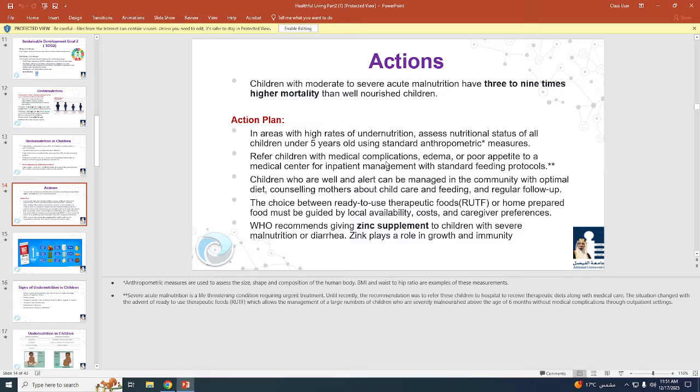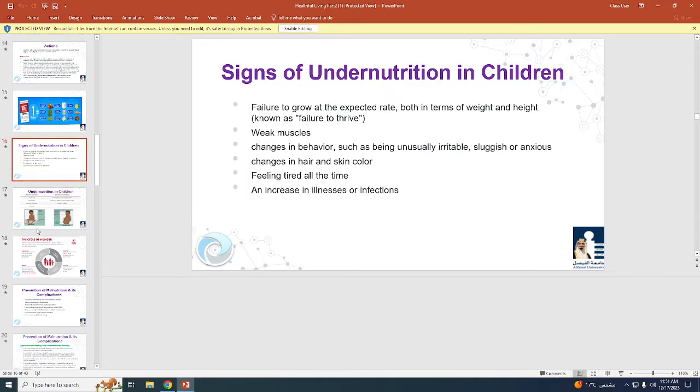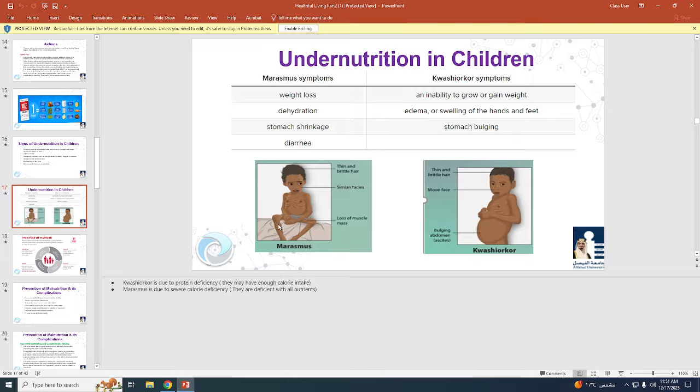Great. So if you have someone who is underweight but still playful and okay, and you see his parents are aware of the problem, then you can give them ready-to-use food, and they can treat their child at home or in the community, with continuous follow-up. The difference between marasmus and kwashiorkor is important.